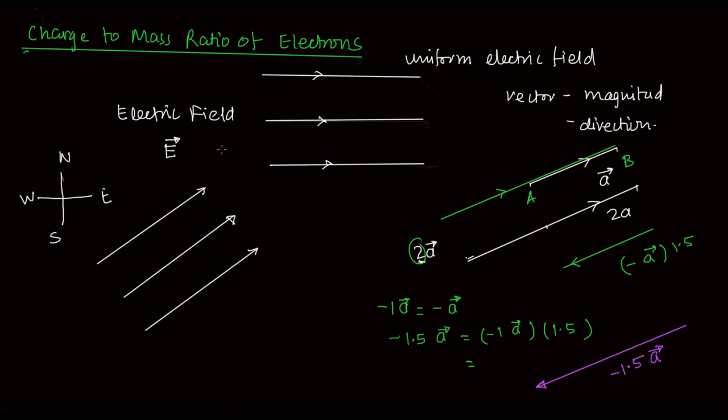If you are given a field E, which is a vector, it will have a magnitude, it will have a direction, correct? So what happens? If you try to put a charge Q in this, this charge actually experiences a force in this electric field, and that force is given by Q into E. Understand? This force is given by Q into E. So this is a force, this is a charge. This charge can be both positive or negative. And this is an electric field.